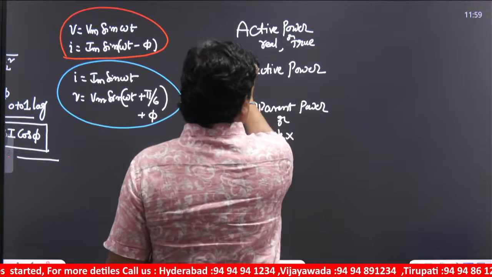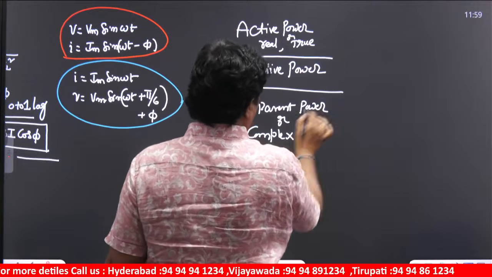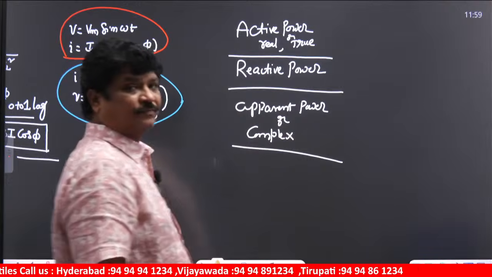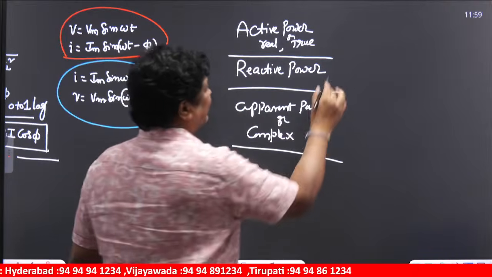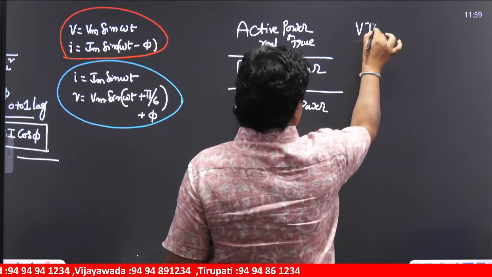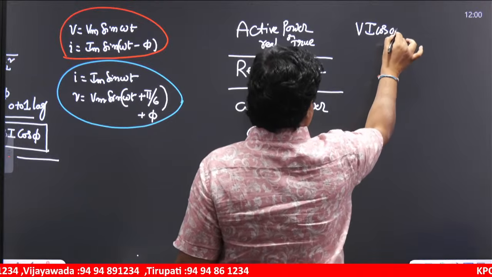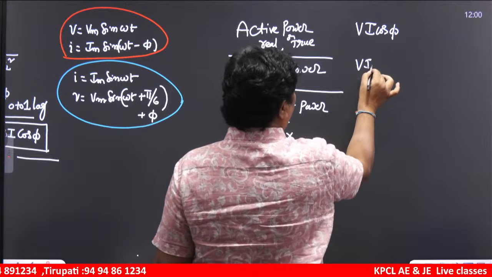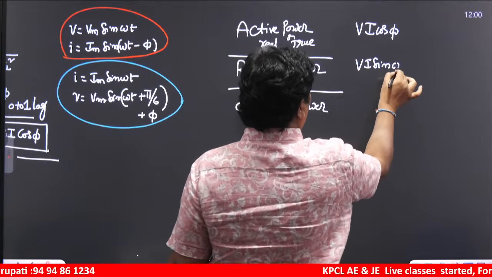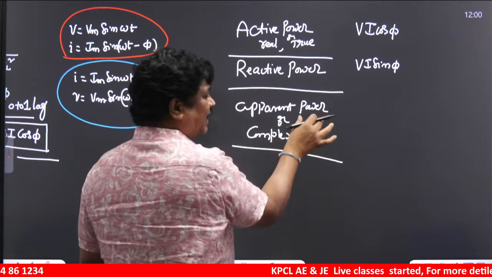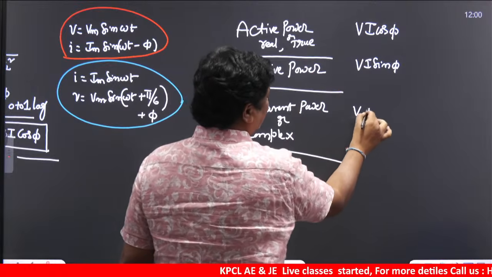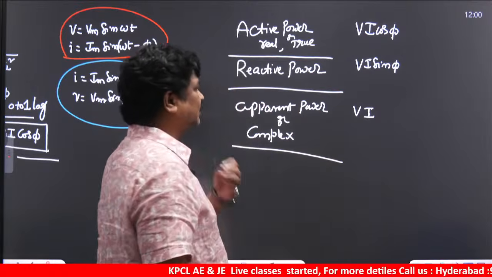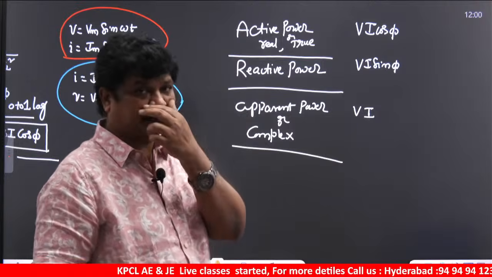There are three powers available in AC circuits. The active power is given by VI cos phi. The reactive power is given by VI sin phi. The apparent power or complex power is given by VI. These are all the three powers.